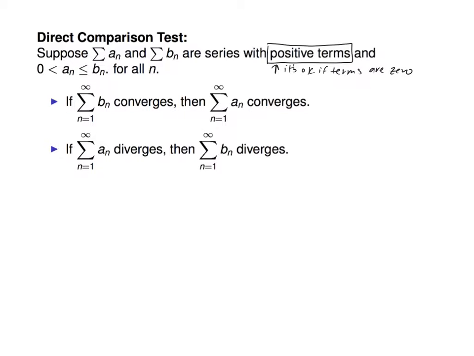Now, if this relationship is true, if you have the a sub n's less than or equal to the b sub n's for all n's, and supposing you know that b sub n converges, do you buy that that implies that a sub n converges? Because what this is kind of saying is if the bigger series converges, so does the smaller. Does that idea make sense?